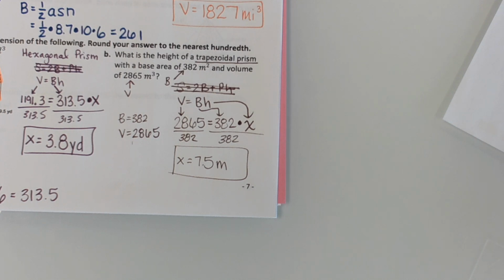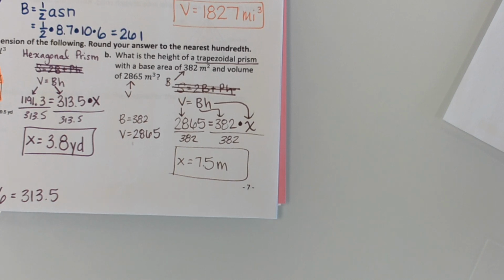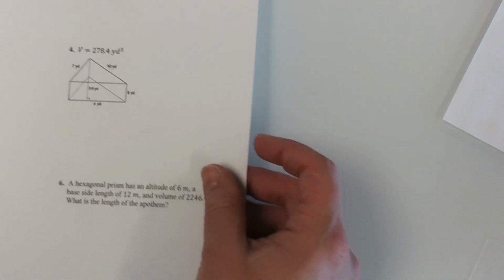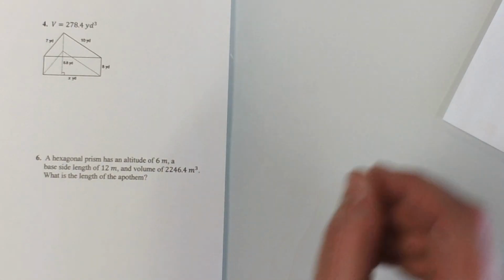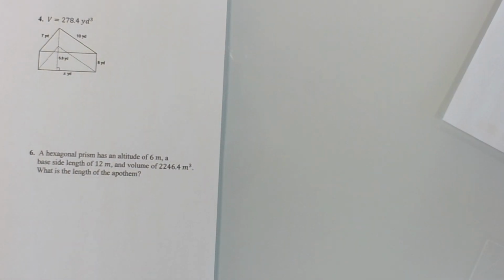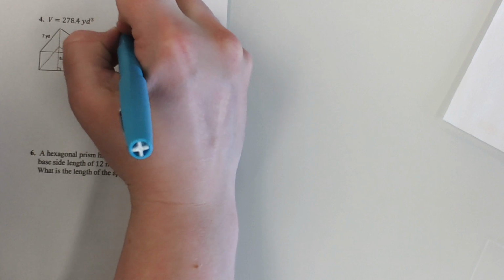We're going to take a look at question 4. So question 4, much like the two that we just did in our notes, is a work backwards problem. We're trying to solve for this length along the bottom here that is marked as X. Okay, what type of shape is it? Triangular prism.